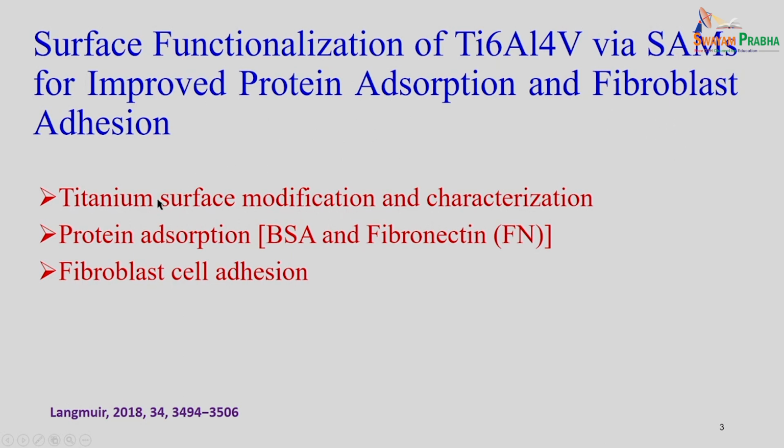So, the very first step will be the surface modification of titania and its characterization, then protein adsorption. Here we have chosen two proteins, albumin, which is a non-adhesive protein, and fibronectin, which is an adhesive protein. And then after that we will analyze the adhesion of fibroblast cells on the modified surface. This is published in Langmuir, so for more detail you can refer to this paper.